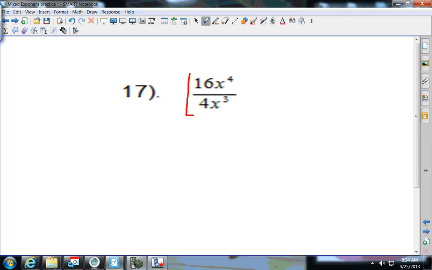When you have this, you take your coefficients and treat them like you normally would. You take 16 divided by 4, which is 4. Treat those exactly like you would, like the dividing. You only subtract the exponents. 4 minus 3 is 1, so the answer to this one is 4x.